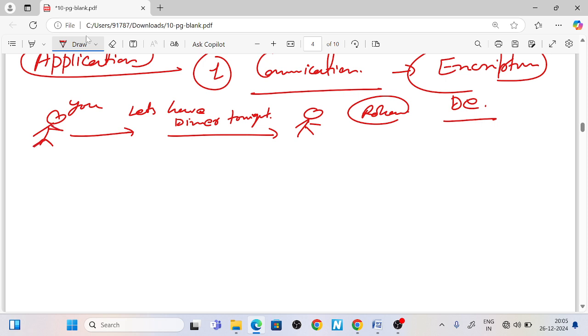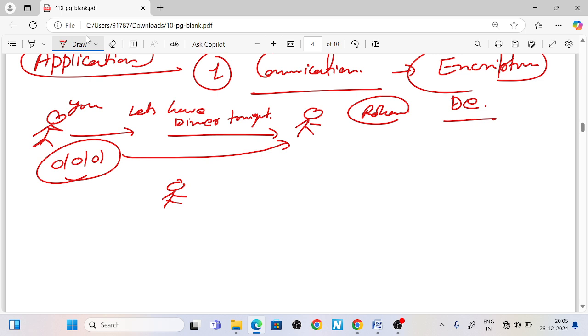Encryption means this message is encrypted like 010101 in this way, and this is transferred to Rohan. But in between there was a person who was very clever. He decrypted your message, meaning he knows the fixed encryption of this thing. So he manipulated in between you and Rohan. He came to know what data they are sending, and he decoded it and said, oh, let's have a dinner tonight. This third person C came to know what you are sending to Rohan.